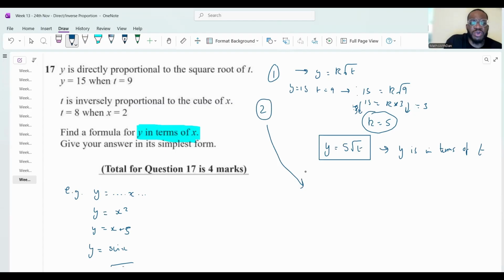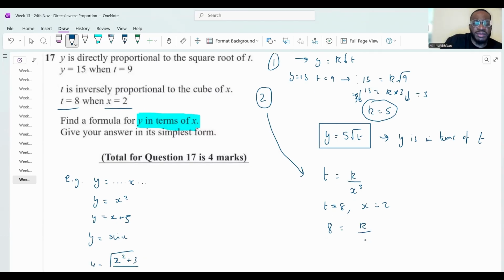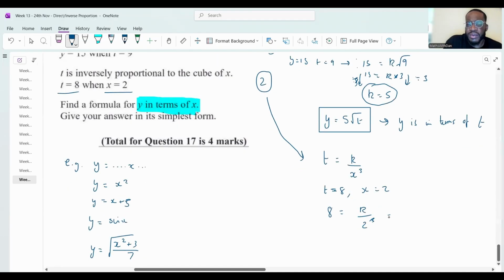T is inversely proportional to the cube of x. So t is inversely proportional, that's k divided by x cubed. I can now use this to figure out what k must be in this case. So t equals 8, x equals 2. That means I'm going to have 8 is equal to k over 2 cubed. That means that 8 is equal to k divided by 8. So therefore, times both sides by 8, that means that 64 is going to equal k.